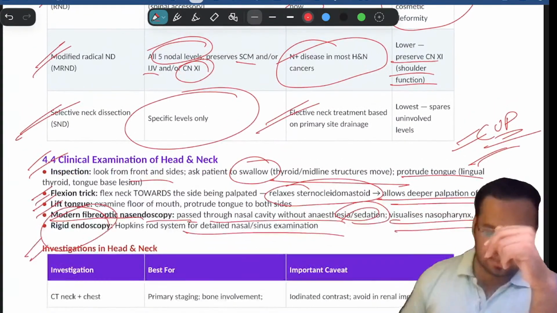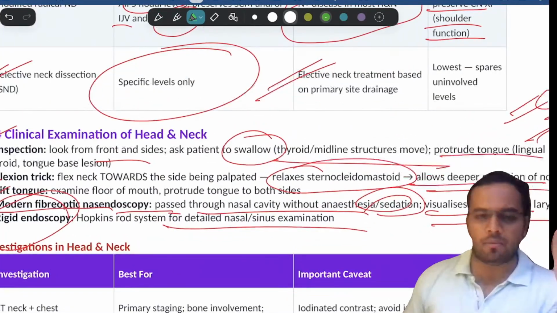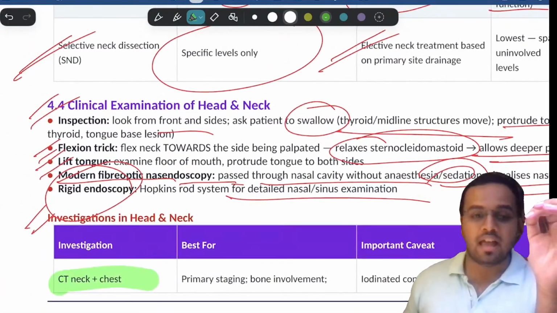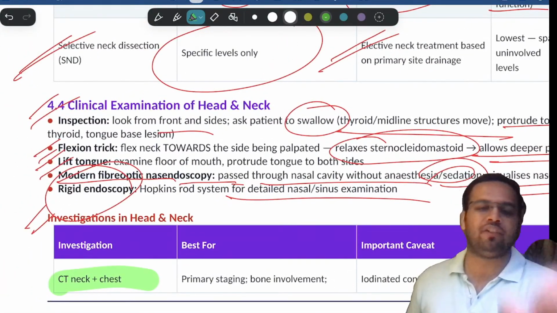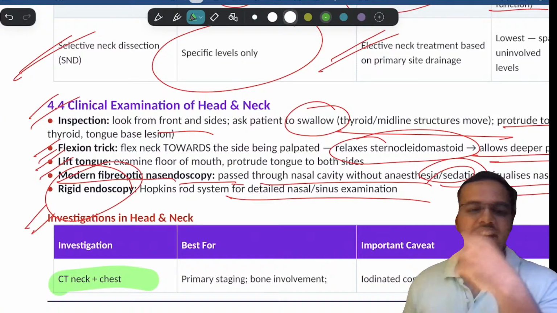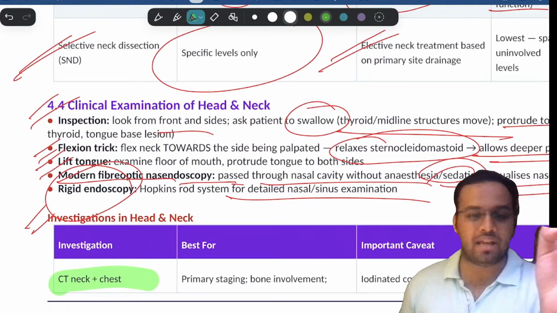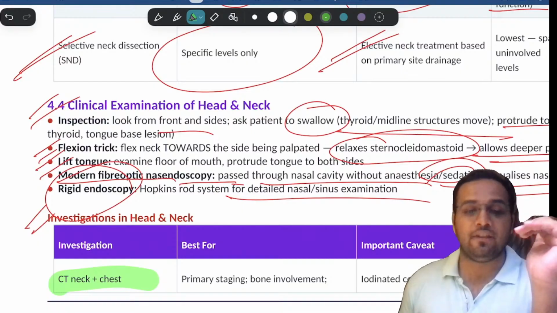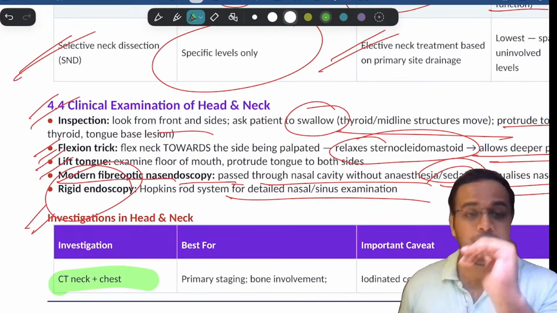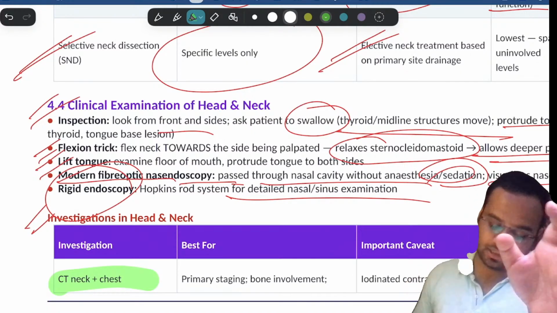Investigations in head and neck lesions. So what investigations do you use? The most common go-to investigation is a CT neck, because most of the time you need to figure out the location, the extent, the lymph nodes. So CT neck is an excellent investigation. It will also tell you about the level of lymph nodes, if there is any vascular invasion, if there is any bony involvement. All things are going to be clear on the CT.